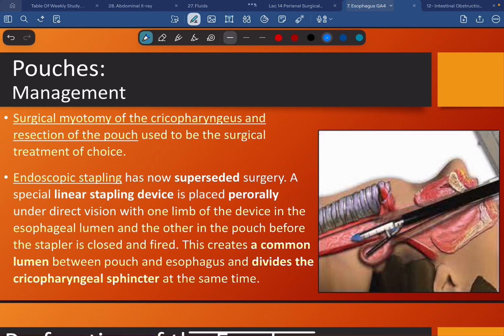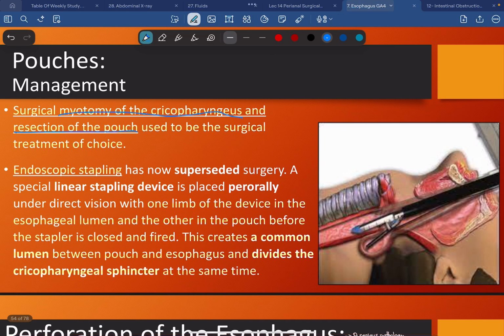Now it's done with endoscopic stapling, which opens both cavities together into one cavity, and at the same time divides the cricopharyngeal sphincter. So we put a stapler through the mouth, one limb in the esophagus, one limb in the pouch, and fire. This will open these two cavities together and divide the sphincter.